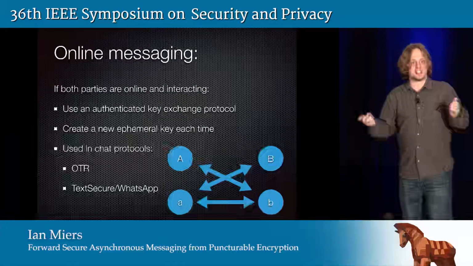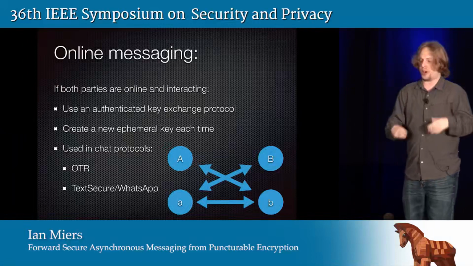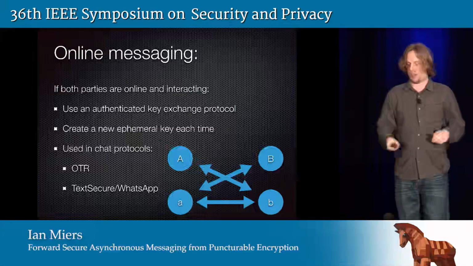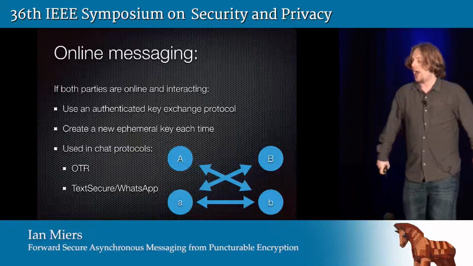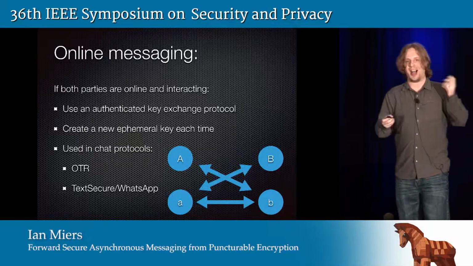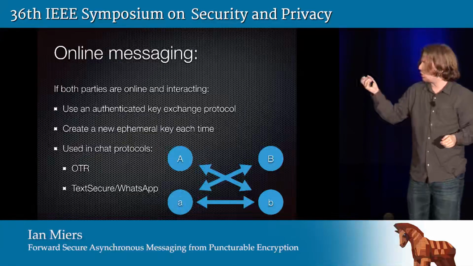So luckily, we know how to fix this and do forward security for synchronous protocols. It's very simple. You do an authenticated ephemeral key exchange. You get a key that you use for a little while, then you throw it away when you're done. And this is actually used for messaging protocols via OTR and also via the Axolotl ratchet and TextSecure, and then therefore WhatsApp, which sort of uses TextSecure.